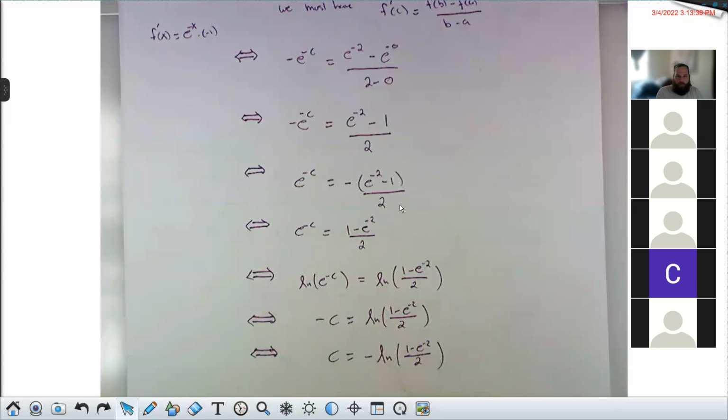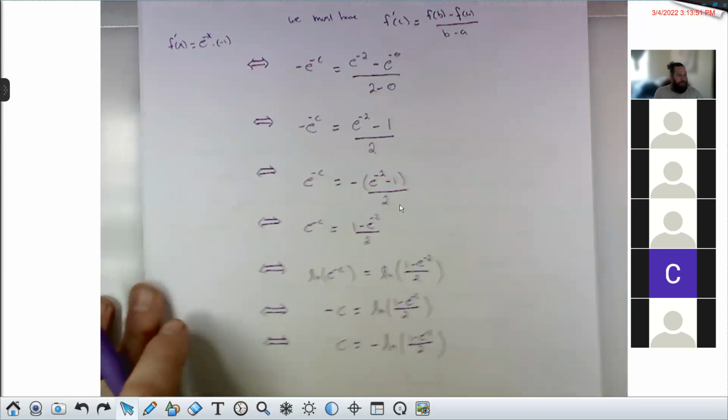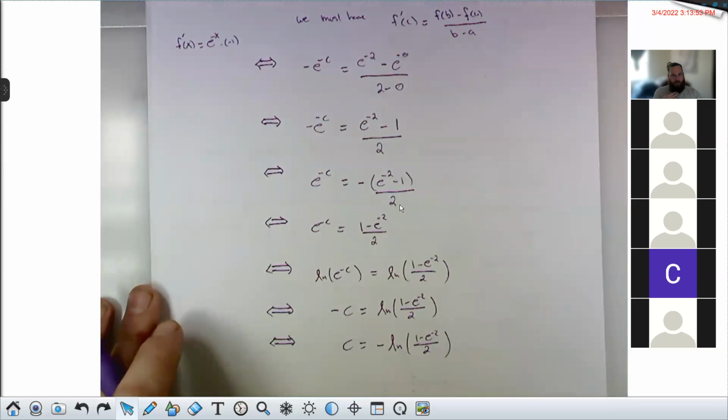Classic MVT problem. Here's a function, continuous and differentiable on some interval. Great, find me the value of c. And you just take that equation from MVT, f prime of c equals f of b minus f of a over b minus a, and plug everything in. Then solve for c.